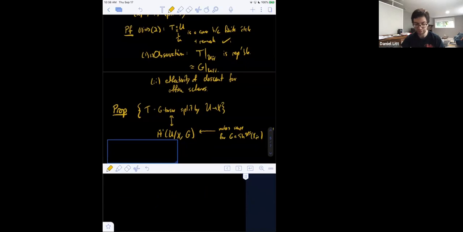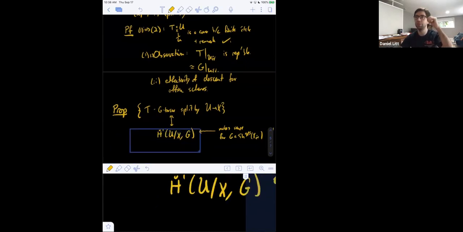Okay, and what do I mean by that? I mean, if you look at the formula for the differential in Čech cohomology, like if you only go up to degree 1, it still makes sense. You don't have to make any choices.